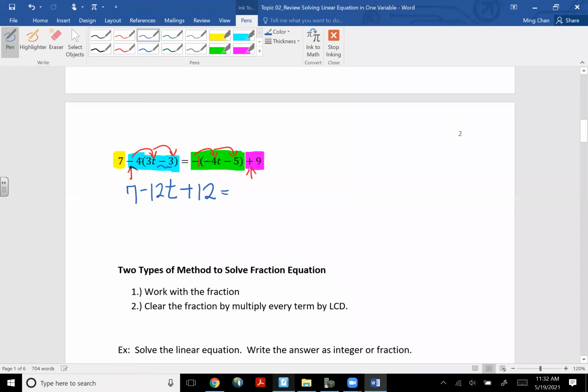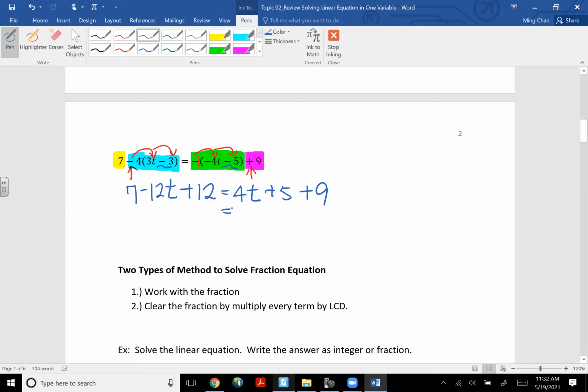Equal sign in the middle. All right, third term, -1, do a distribution. -1 times -4t, +4t. -1 times -5, +5. All right, that's it for -1 distribute. My fourth term, +9, still +9.